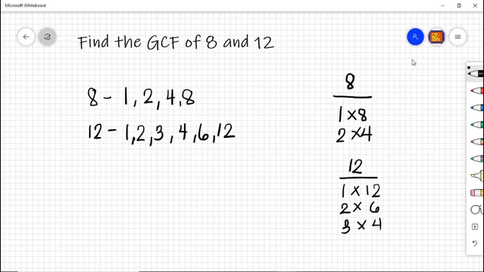So now we're done with the listing of the factors of 8 and 12. This time, we will look for the greatest common factor, or the largest factor that is a factor of both 8 and 12. So now we have the GCF, which is 4. Therefore, the greatest common factor of 8 and 12 is 4.